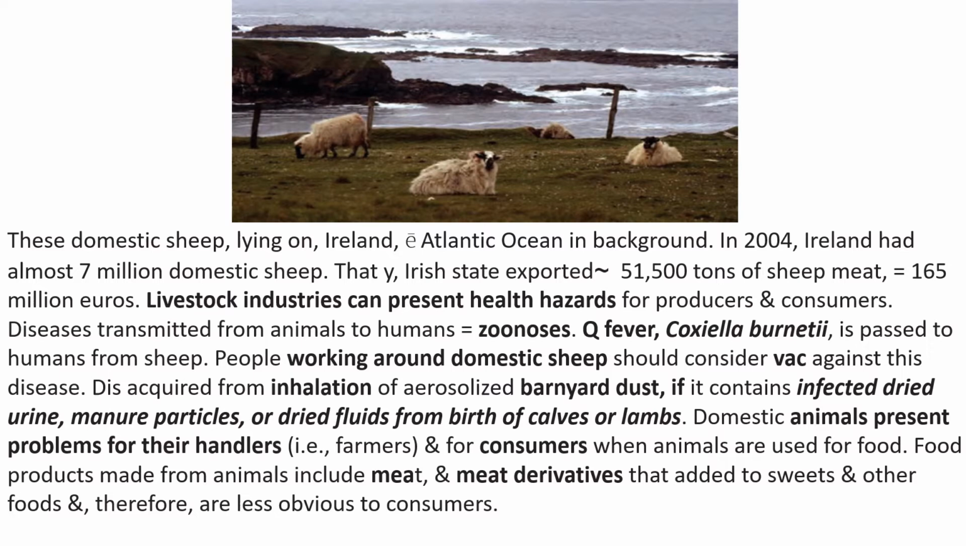Domestic animals present problems for their handlers, i.e. farmers, or for consumers when animals are used for food. Food products made from animals include meat and meat derivatives. Meat derivatives are very important. Why? Because they are added to sweets and other foods and therefore are less obvious to consumers.